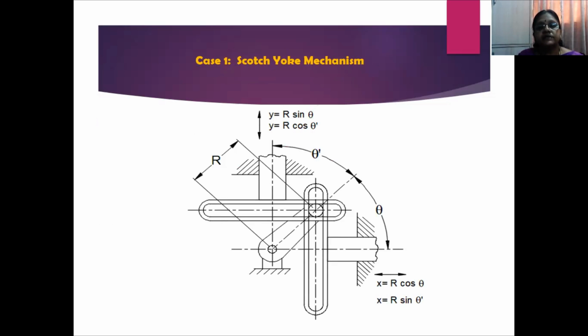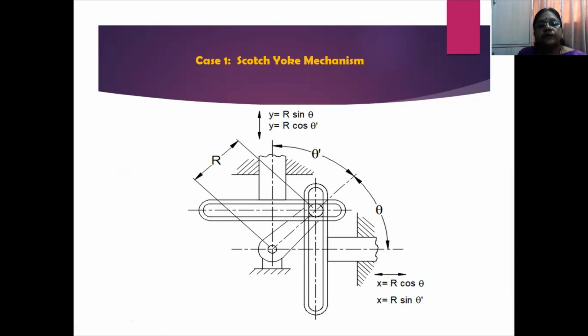In a Scotch yoke mechanism, you have a crank of capital R radius rotating about a pivot point here. The other end of the crank is connected to two links. One is in horizontal position, the other one is in vertical position. And these two links are in turn connected to bars, which slide, one in horizontal and the other in vertical direction. Now, you arrange these two in perpendicular directions this way, or it need not be perfect, the angle can be theta dash for one and theta for the other, not necessarily 45, but it can vary from that.